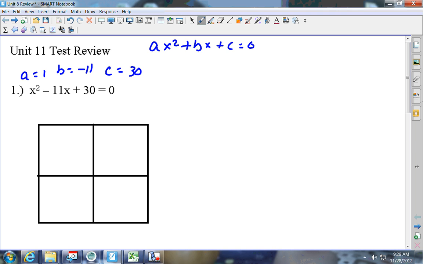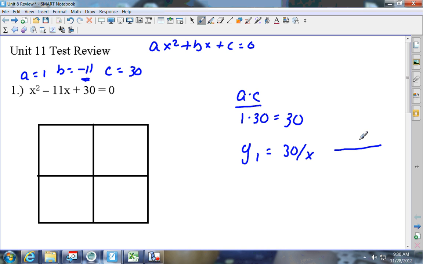Now we're going to take A times C. 1 times 30 is 30. You need the factors of 30 that add up together to give you negative 11. Well, remember, you can go into y equals and go to y1 and put 30 divided by x and find your factors. I know that when I find my factors, I'm going to have negative 5 and negative 6. When you multiply these, they equal 30. When you add them up, they equal negative 11.